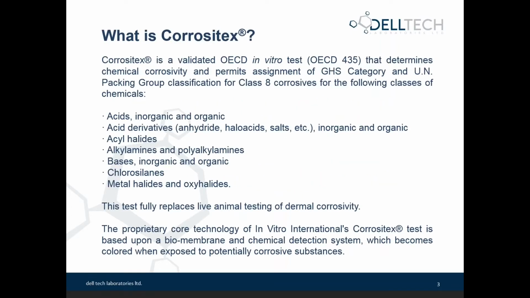So Corrositex is a validated OECD in vitro test tube method that will allow you to determine the corrosivity and assign a GHS category and packing group for corrosive materials. The types of materials it's most appropriate for are inorganic and organic acids, acid derivatives such as anhydrides and haloacids, different salts, acyl halides, alkylamines, inorganic and organic bases, chlorosilanes, and metal halides. The test fully replaces live animal testing and is the proprietary technology of Vitro International.